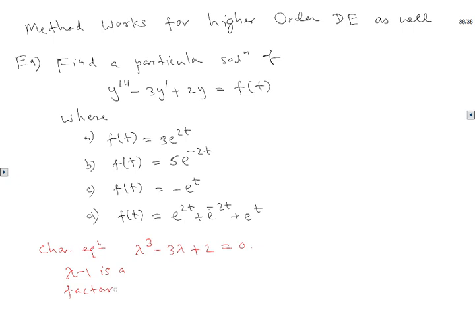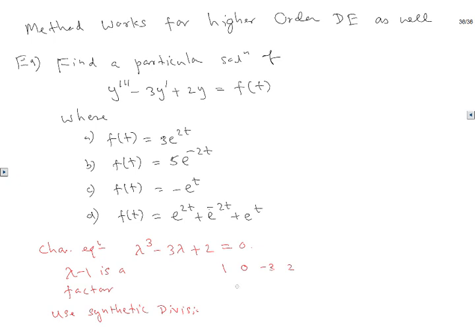To find the other factors, I'm going to use synthetic division. How to use synthetic division? You write the coefficients. So what are the coefficients? You can see these are 1, and then 0, and then negative 3 and 2. Those are the coefficients.